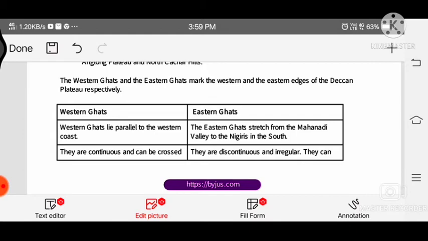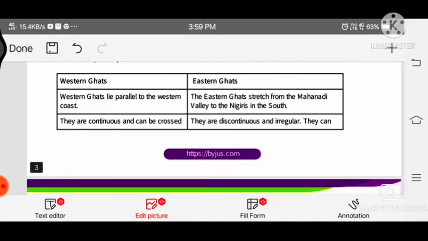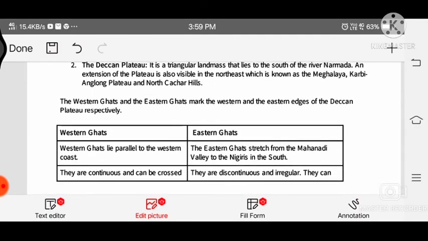There are two types of Ghats in India: Western Ghats and Eastern Ghats. Western Ghats and Eastern Ghats mark the western and the eastern edges of the Deccan Plateau, respectively. So now we compare the Western Ghats to the Eastern Ghats.